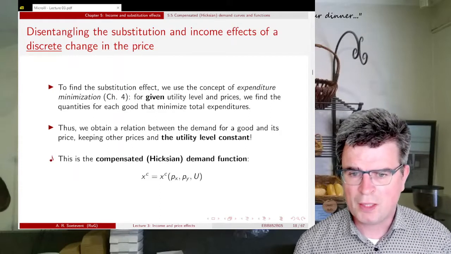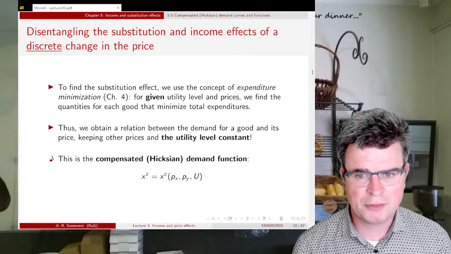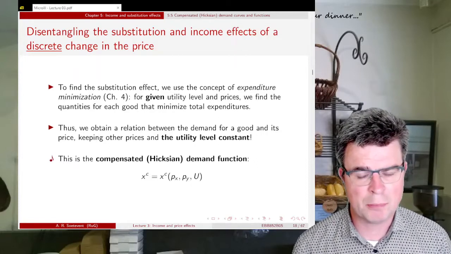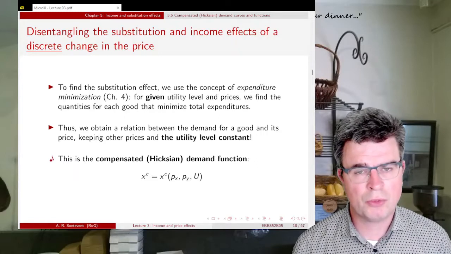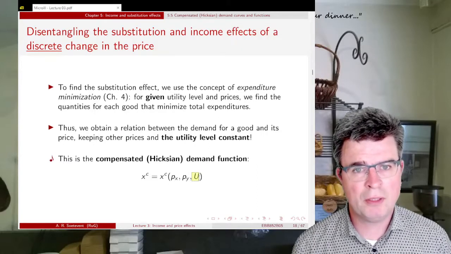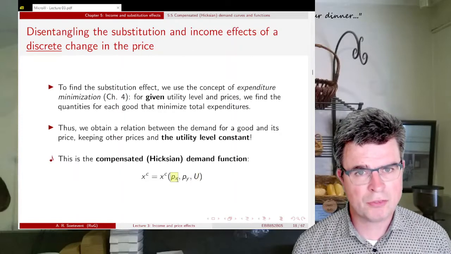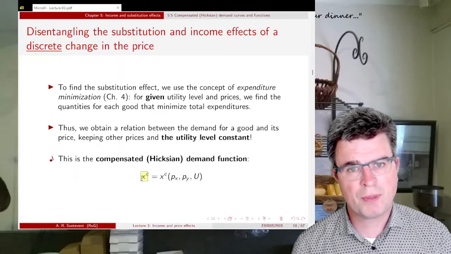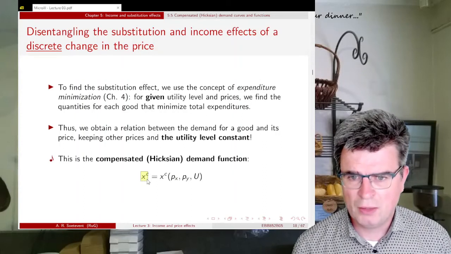So this one is familiar. So the demand for a good X is dependent on the price of good X, the price of the other good, good Y, and the utility level that we want to attain. And if we keep this one fixed, then we will remain on the same indifference curve. And if we then study a change in the price of good X, what we will get is a change in demand that is the effect of the substitution effect. So let's do that.